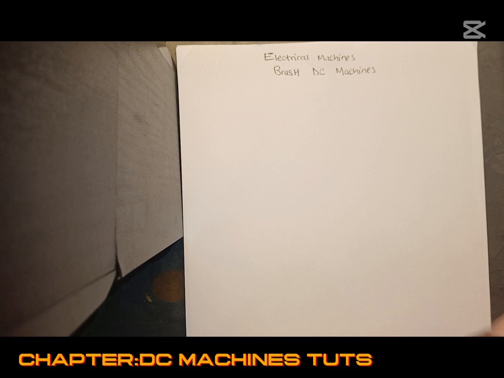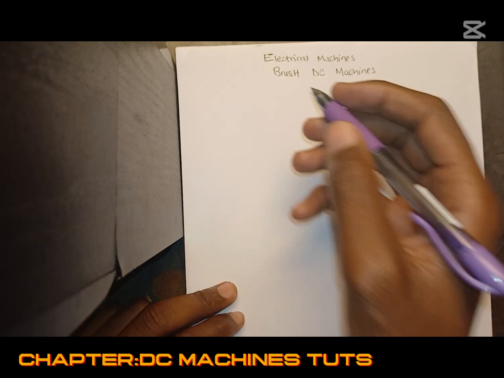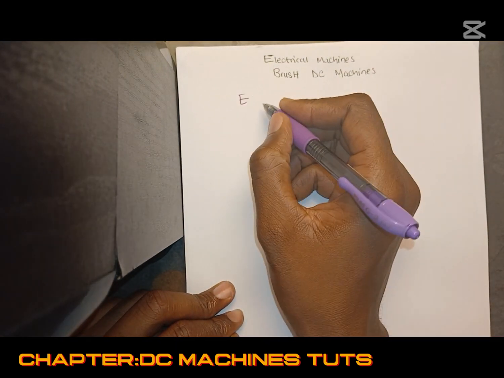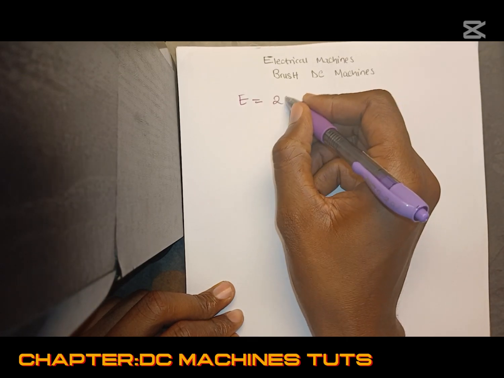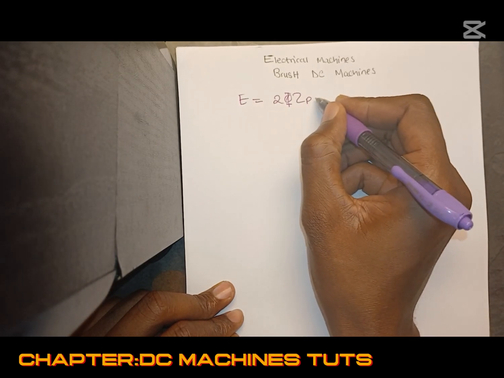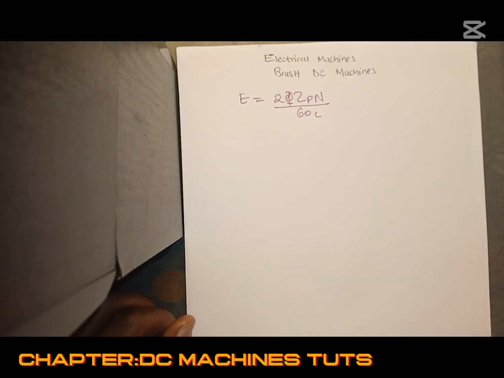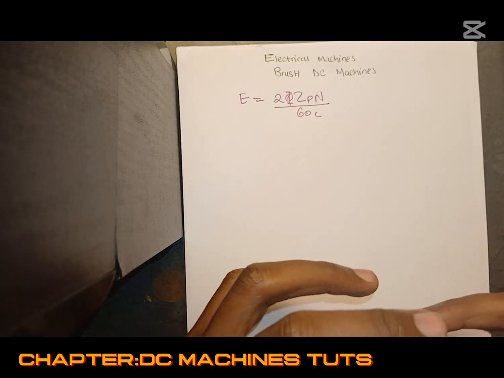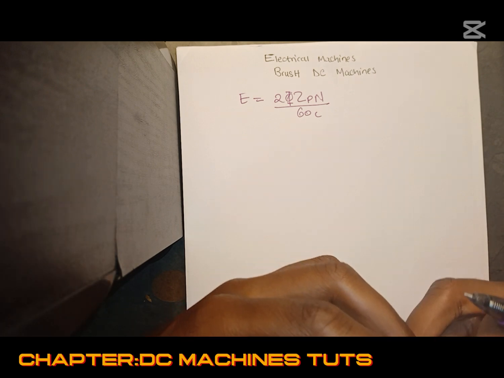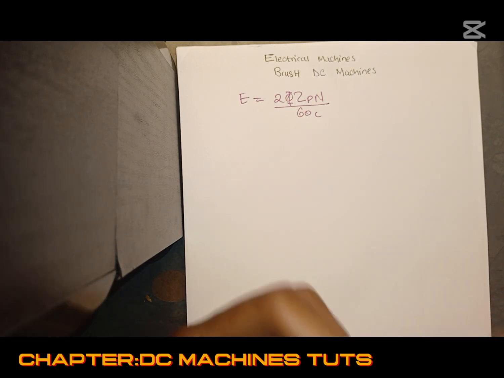So we're going to talk about the induced EMF, we're going to talk about the back EMF. The difference is only that the induced EMF is just for the generator, and the back EMF or counter EMF is for the motor. So first things first, I would like to introduce you guys to the formula, right? So this is the formula of our induced EMF, divided by 60C, right? One thing that we should know is that this is just a general formula. This is just the main formula that we're going to get our formula out of, right?